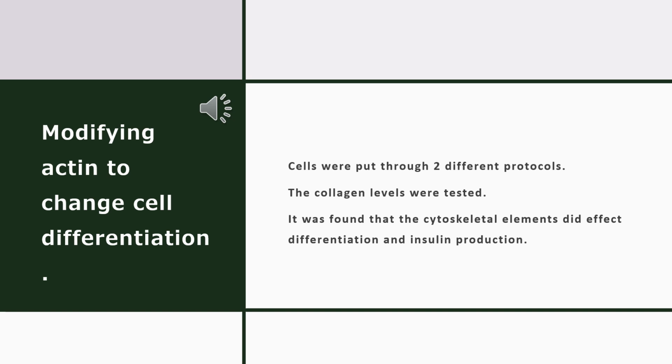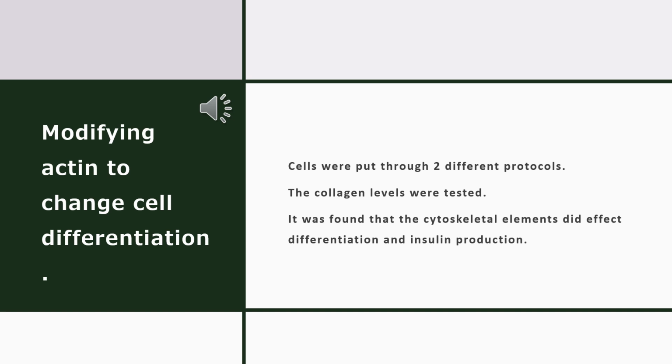Now, for the next paper, it is a paper by Nathaniel Hogrebi and their compatriots titled Targeting the Cytoskeleton to Direct Pancreatic Differentiation of Human Pluripotent Stem Cells. The cells that they used were taken from 4 different stem cell lines and a BJFF6 line, and for their controls they used human events.